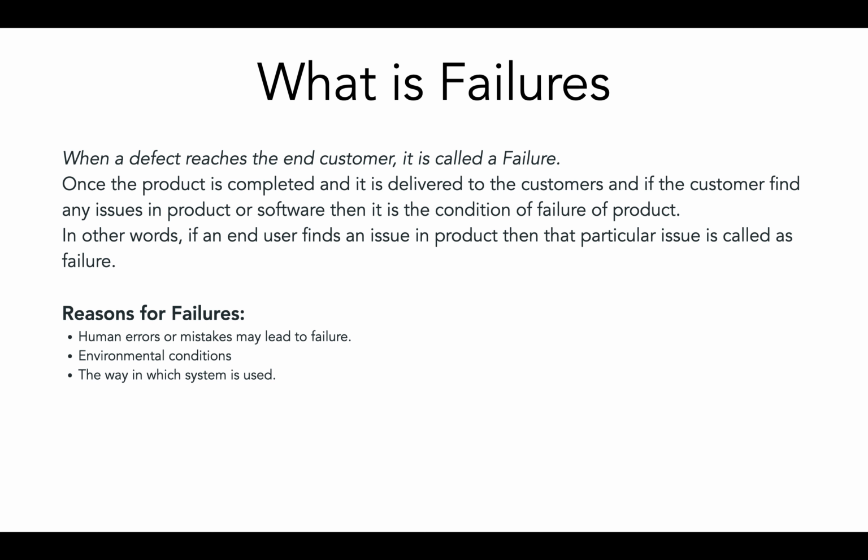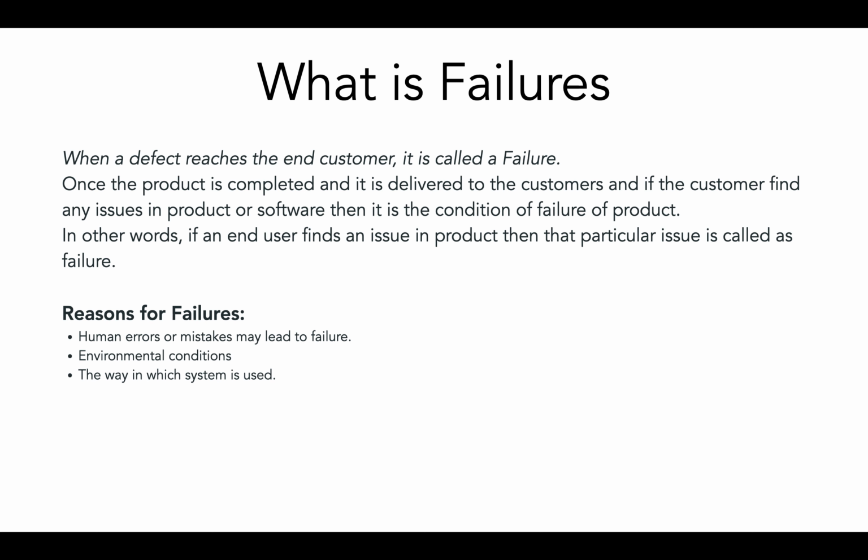So in a nutshell, I'm sure all three terms are clear to you. A bug is a kind of issue which we find at the code level, and that could be compilation errors, runtime errors, or functional errors, where the function is not behaving in a correct way.